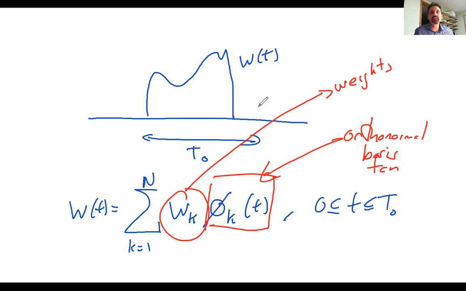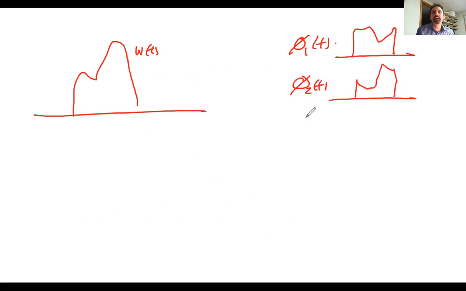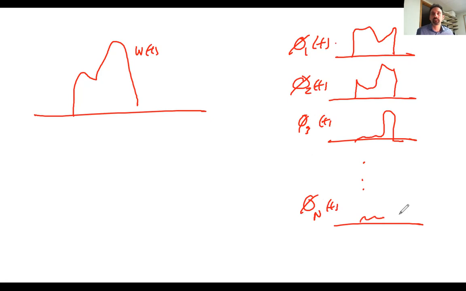Another way of looking at it is this sugar loaf-like waveform here. Suppose I have phi_1(t), and it looks like this. I have phi_2(t), and it looks like that. And I have phi_3(t), and maybe it looks like this, all the way to phi_n(t). And this is with respect to time. What that expression means is that I could take w(t) and decompose it as a weighted sum of each one of these.